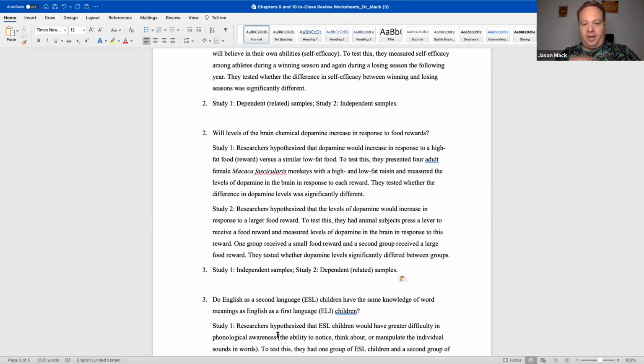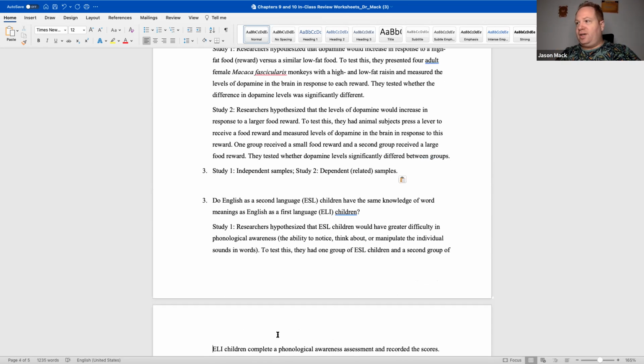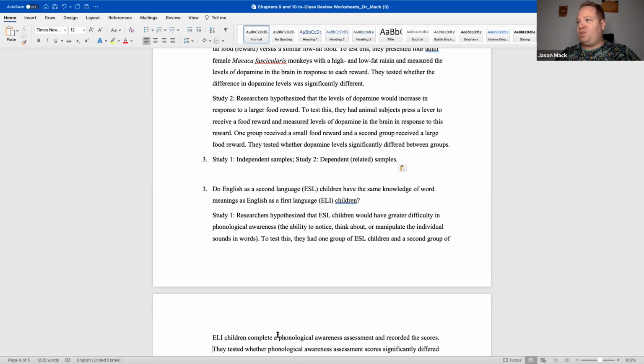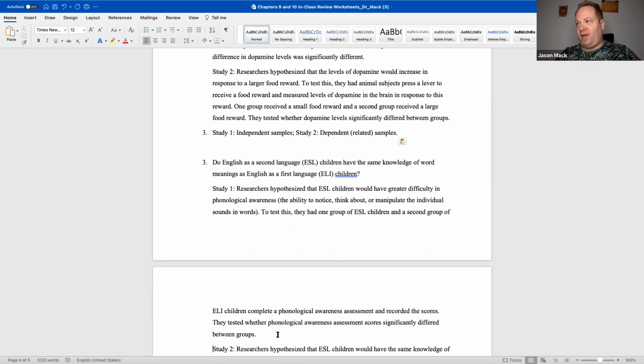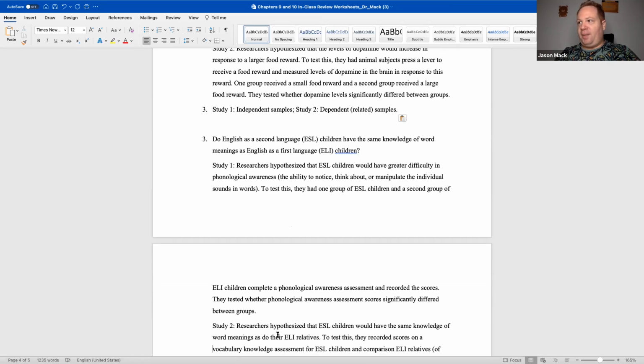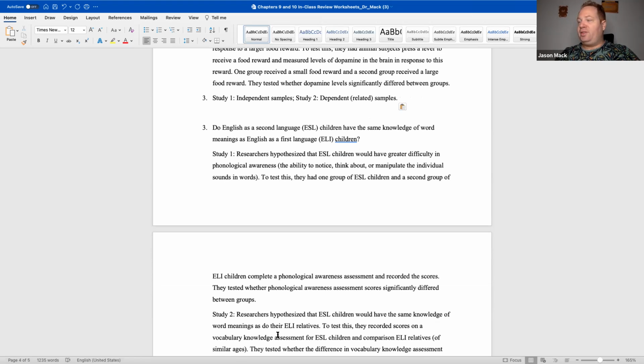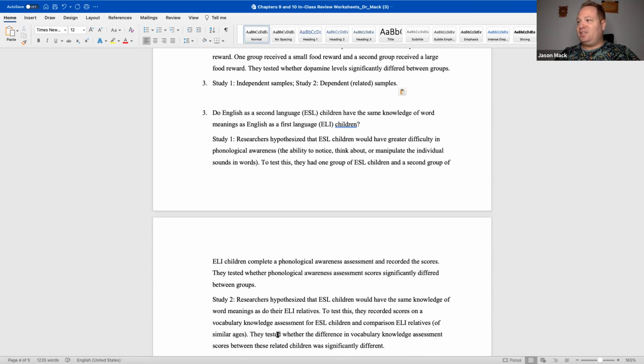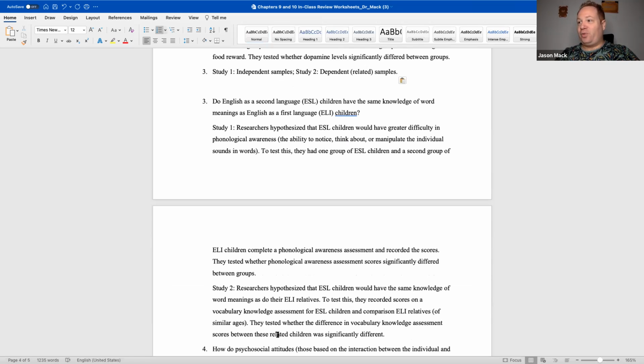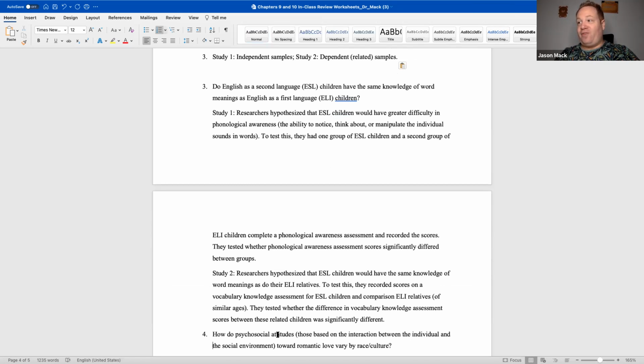So our next one is, do English as a second language children have the same knowledge of word meanings as English as a first language children? So researchers hypothesized that ESL children would have greater difficulty in phonological awareness, the ability to notice, think about, and manipulate the individual sounds in words. To test this, they had one group of ESL children and a second group of English first language children complete a phonological awareness assessment and recorded the scores.